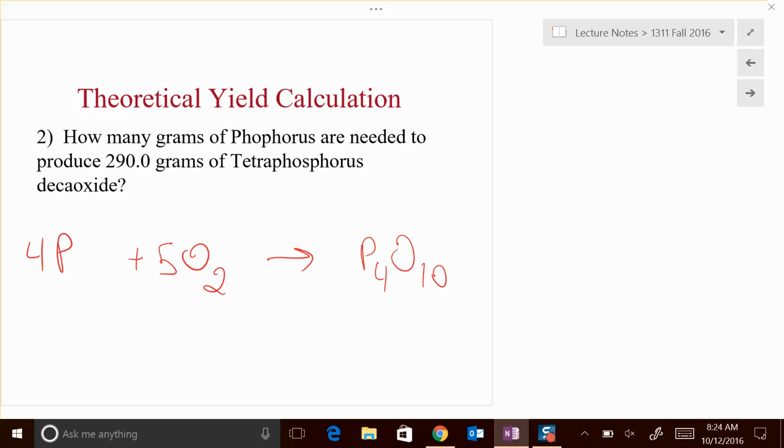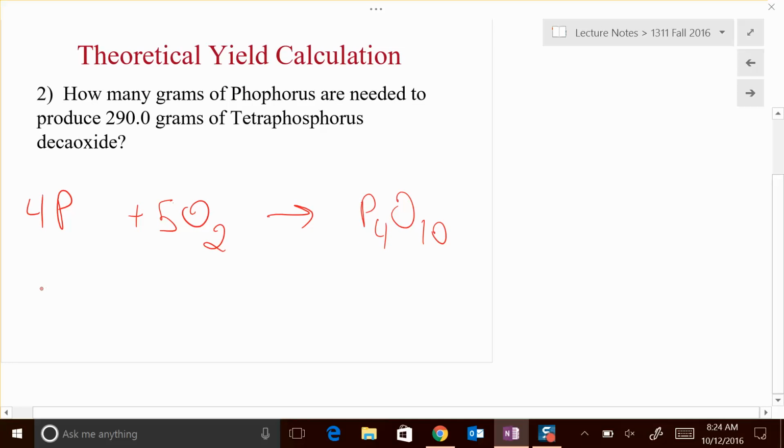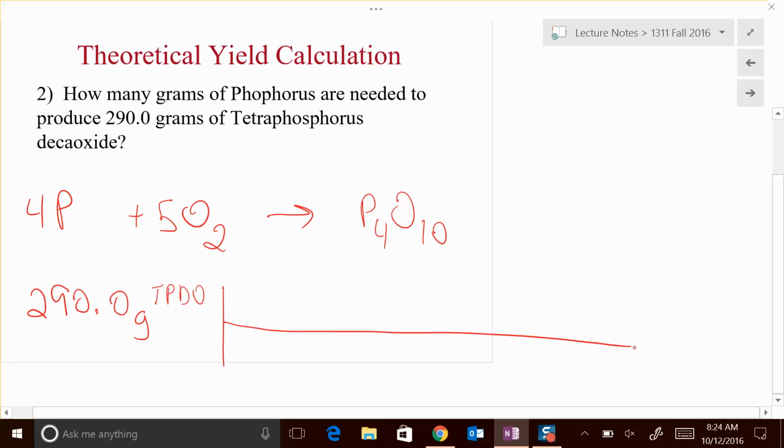Okay, so you're going to start with your 290.0 grams of tetraphosphorus decaoxide. Okay, and you want to convert that to the grams of phosphorus. So you're starting right here, 290.0, and you're going to go here to grams of phosphorus. How many grams of phosphorus are needed?